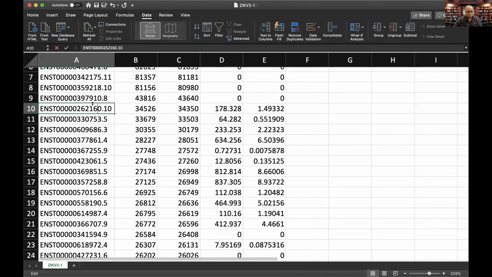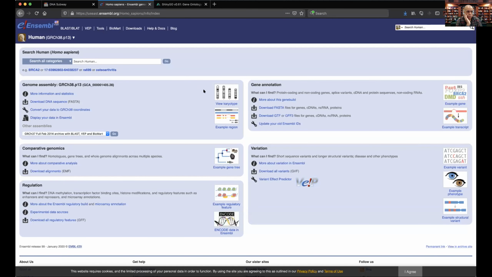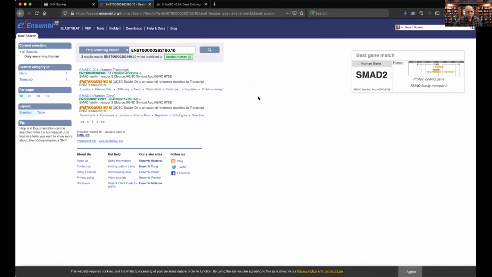Here is another gene or transcript. Now, what I'm going to do is take this, and I'm just picking that one purely at random, I hope, and go back to the web browser. Now I've already gone to the Ensembl website, and many of these links are in our packet on the DNALC Live site, so go check that out. If I paste in here one of those IDs and click go, Ensembl is going to find it. And if I click on it, it tells me that this is a gene called SMAD2.